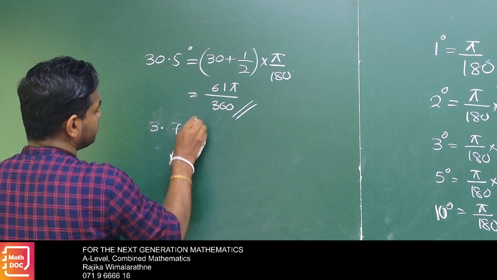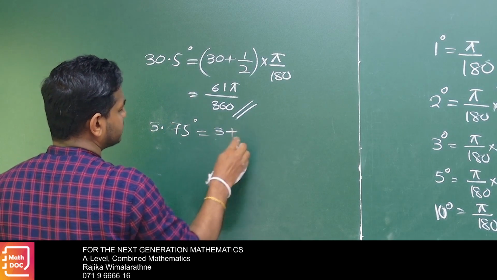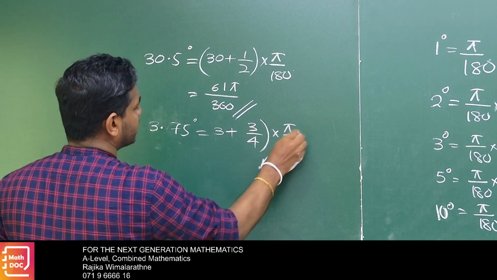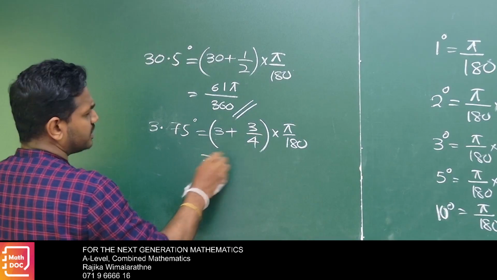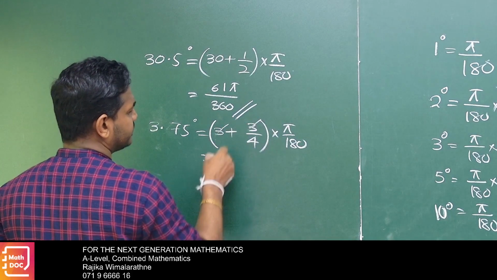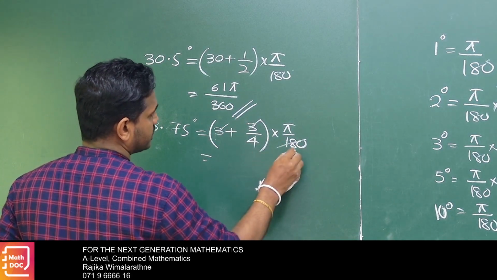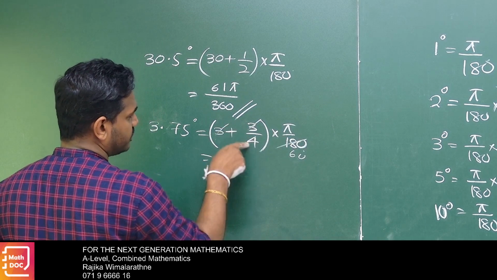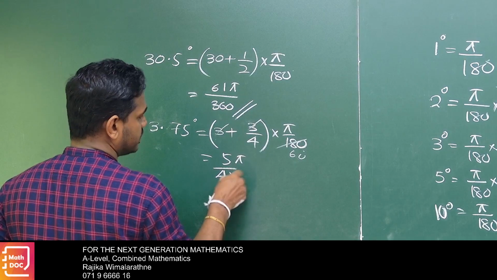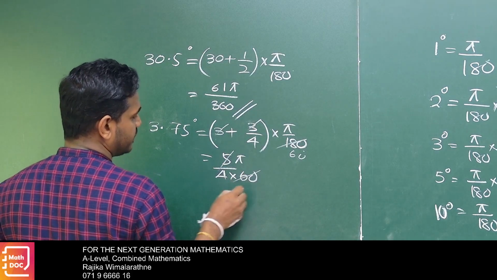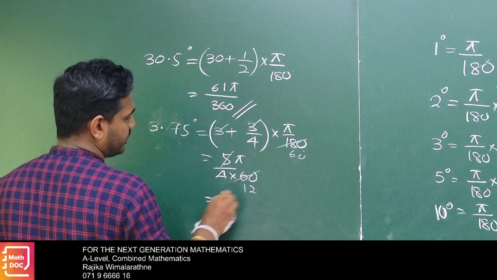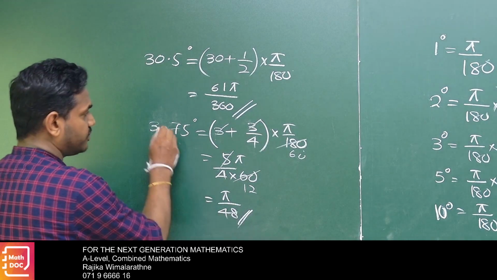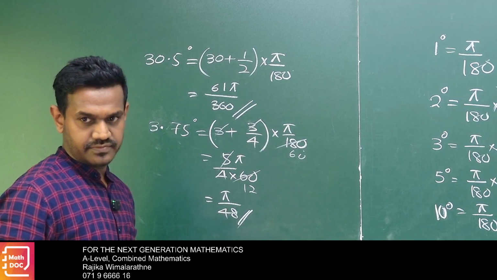For decimals also we can do the same. 3.75 degrees is 3 plus 3 divided by 4, times pi over 180. Here it is divisible by 3, no? Then 4, 5. 5 divided by 4, 60. Then divisible by 5 again: 5 divided by 48. Likewise, for decimals also we can do the same. Do them.